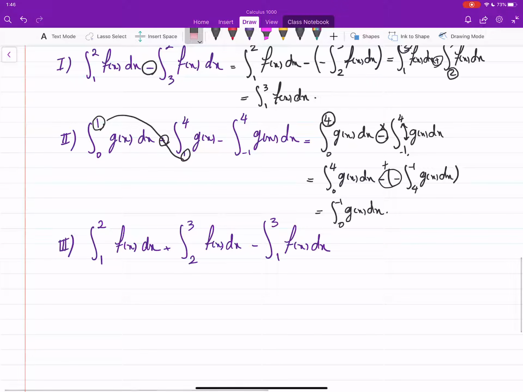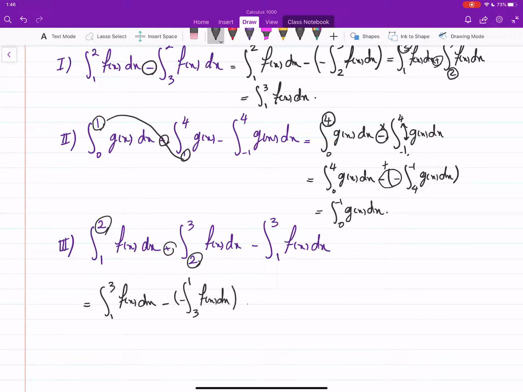How about this one? Okay, again, this is good. The first one is 1 to 2, add, and then the second one starts with 2, so this will be 1 to 3 f of x dx minus, I flip that one, 3 to 1 f of x dx, and this gives us 1 to 3 f of x dx plus 3 to 1 f of x dx. Together, from 1 to 3, 3 to 1, so it will be from 1 to 1 f of x dx, but the integral of any function from 1 to 1 is equal to 0.